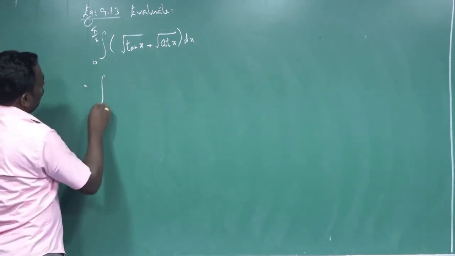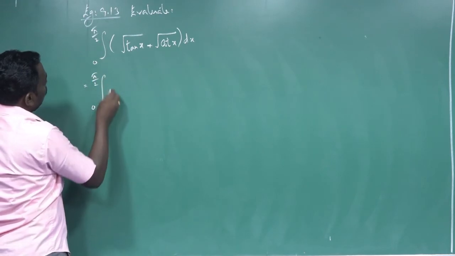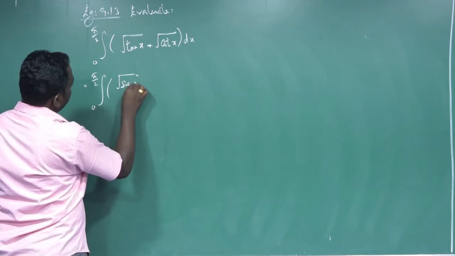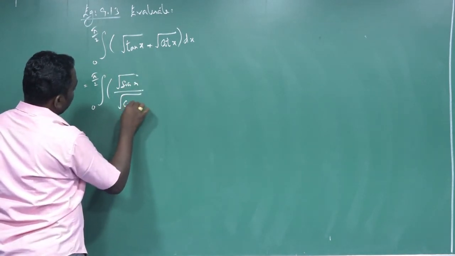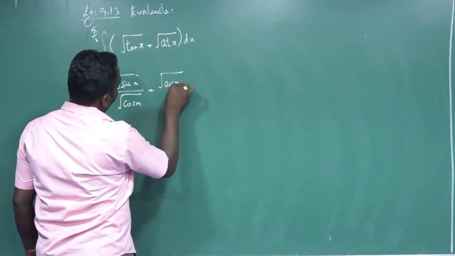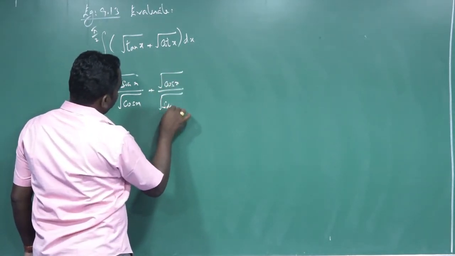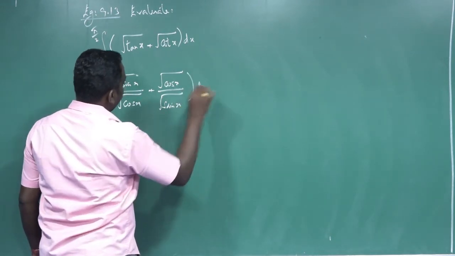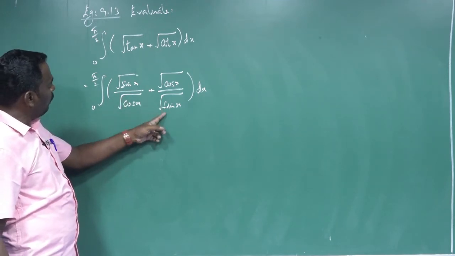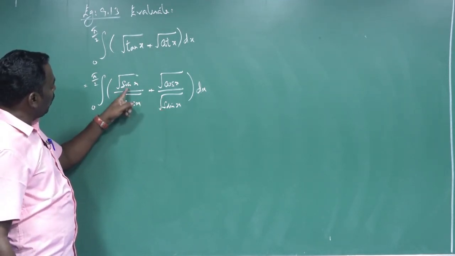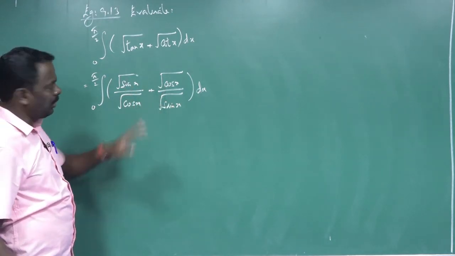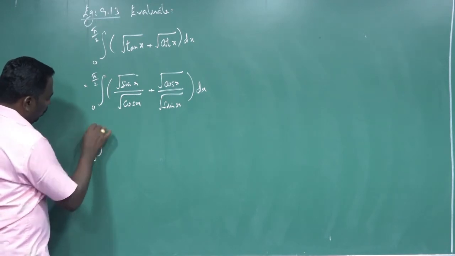That is equal to integral 0 to pi by 2 of the bracket of square root of sin x by square root of cos x, as tan x, and cot x equal to square root of cos x by square root of sin x, into dx. Now taking the common denominator, just cross product: square root of sin x into square root of sin x is sin x, square root of cos x into square root of cos x is cos x, and it is equal to integral 0 to pi by 2.